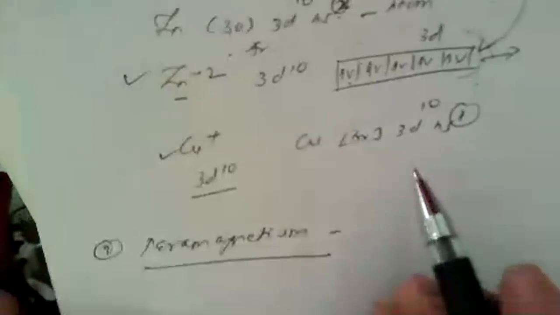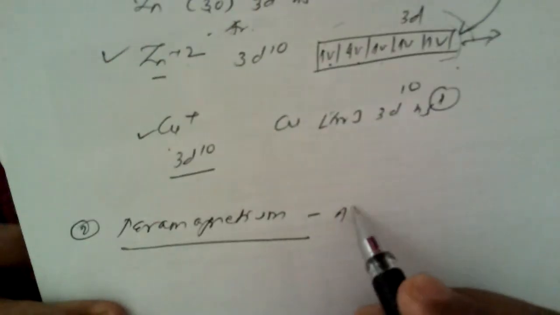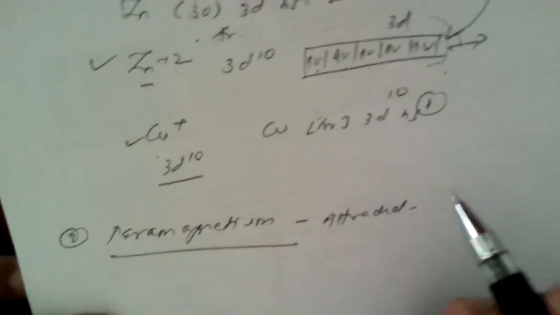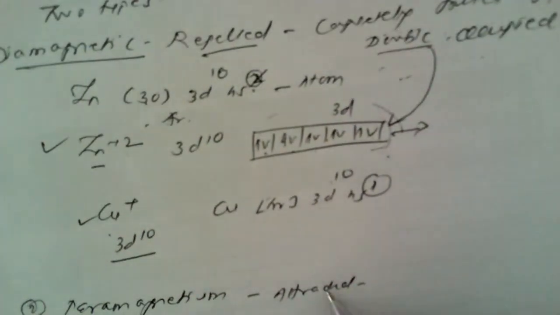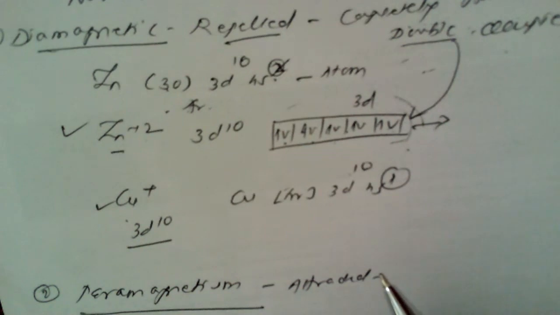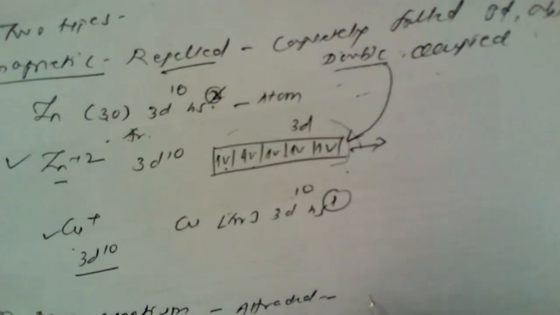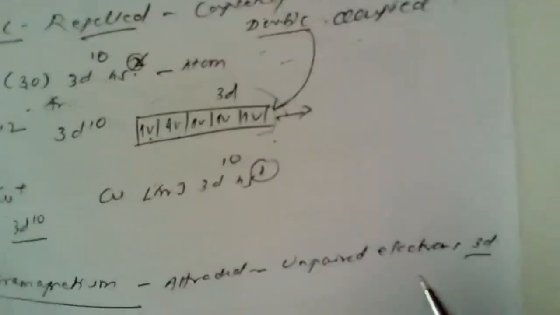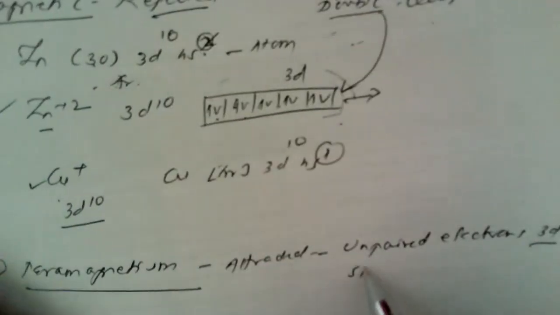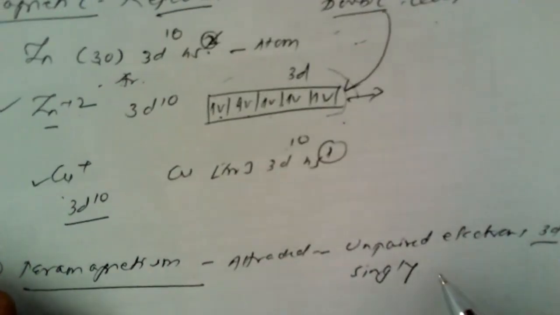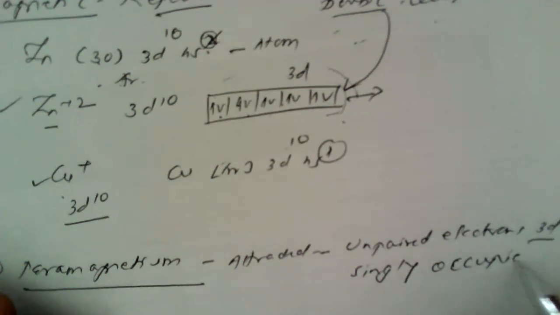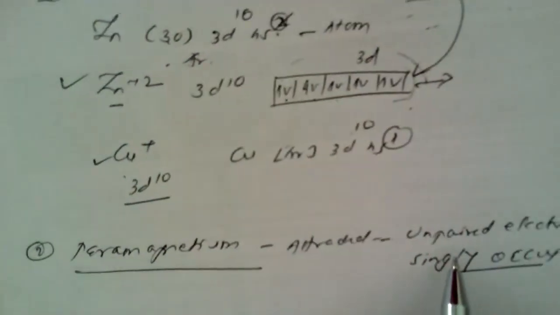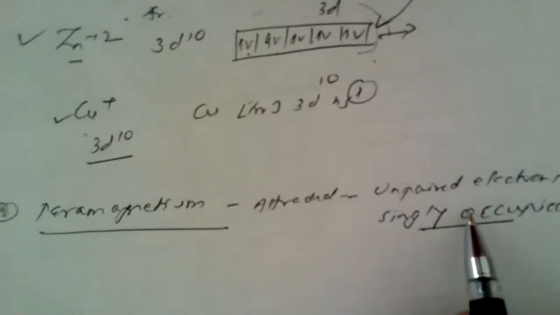Now, paramagnetic substances are those which are attracted into a strong magnetic field. Exactly the reverse definition is exhibited by paramagnetic substances. These are the substances which are attracted into a magnetic field. It is a property when the 3d orbital contains unpaired electrons, single occupancy of electrons, or when the d orbitals are singly occupied. Under such circumstances, the substance appears to be paramagnetic in nature.